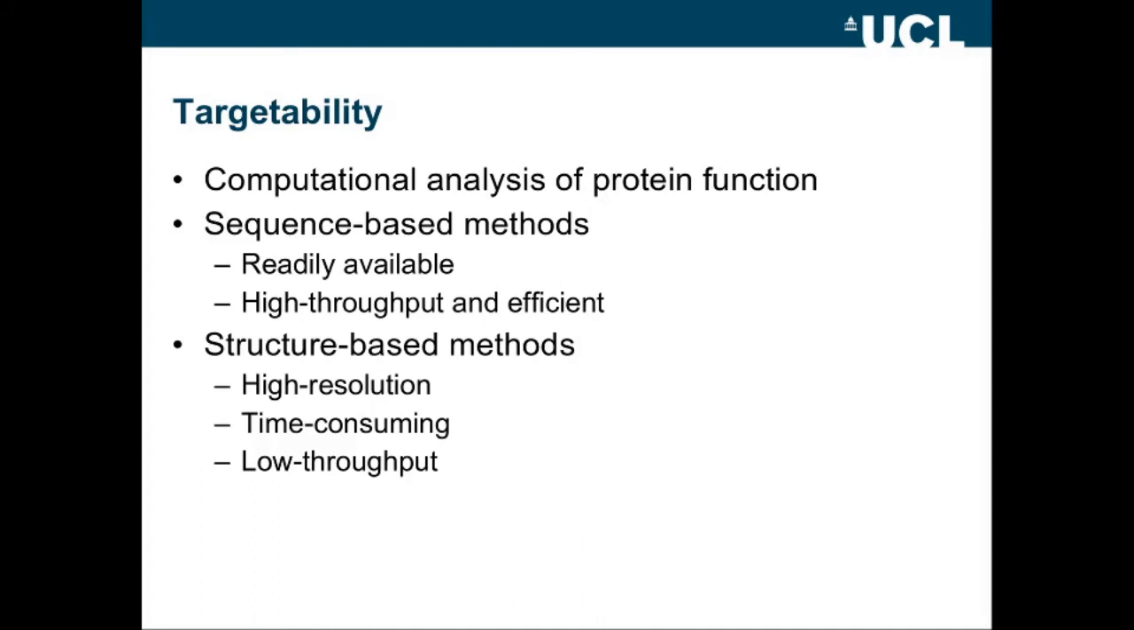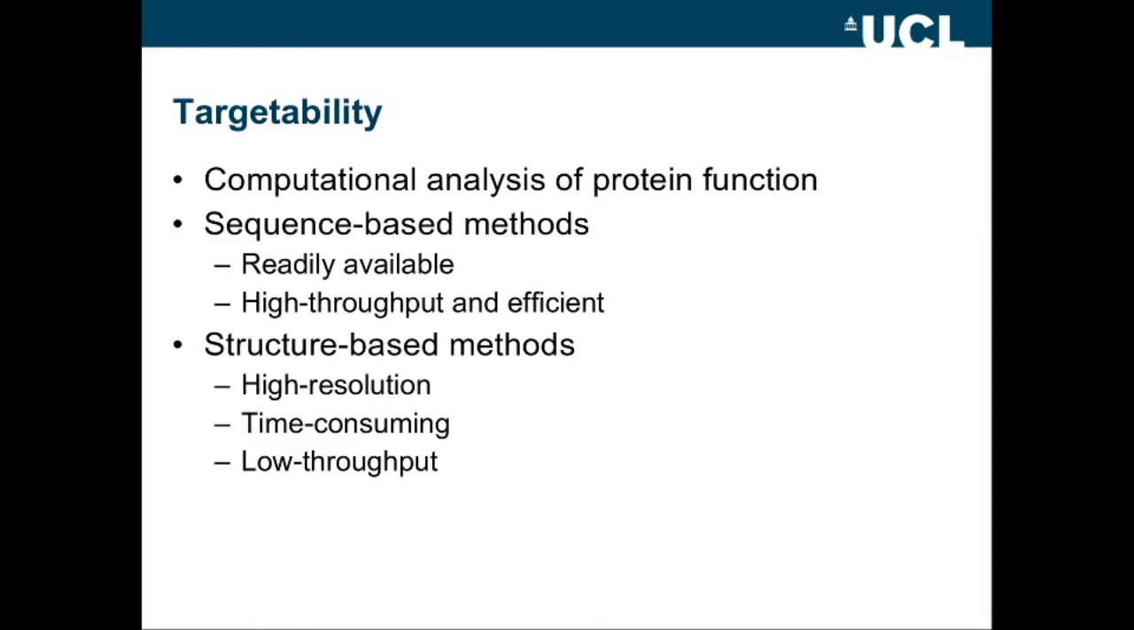Now, coming back to targetability, we can use computational analysis of protein function. Now this is going to rely on having protein sequence information or maybe protein structure information. Now sequence-based methods are relatively straightforward and easy because sequence data are readily available, can be obtained using high throughput methods and highly efficient methods, and these days very cheap methods.